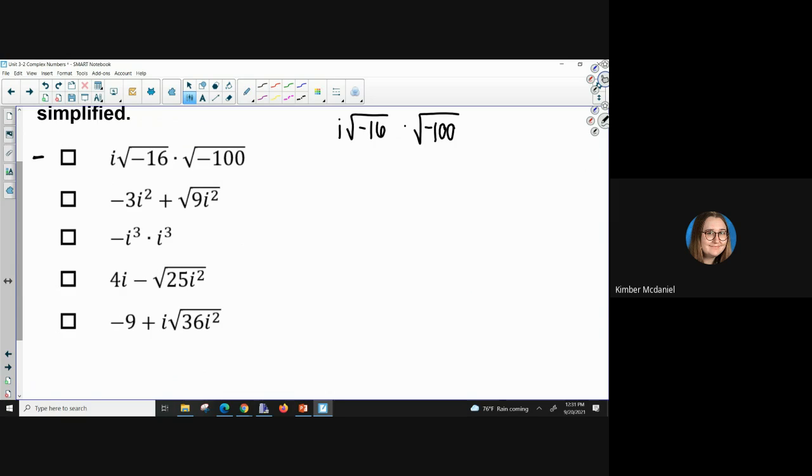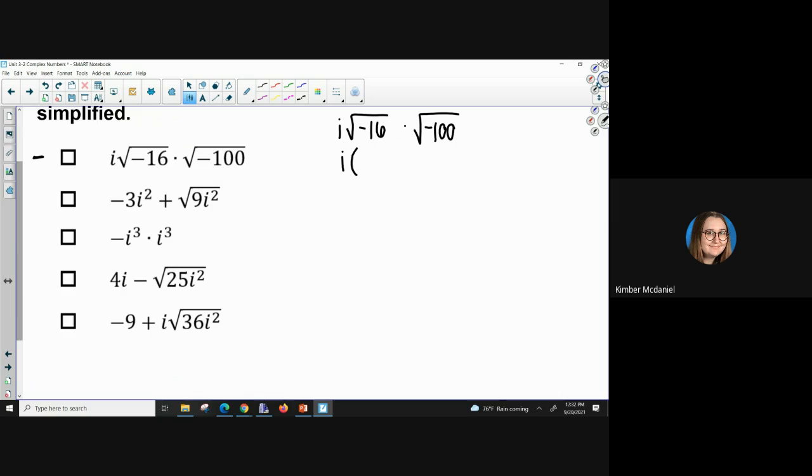Now, real quick, I want you to flip back to where we found the square root of negative 9 and the square root of negative 81. We said the square root of negative 9 was what? 3i. We said the square root of negative 81 was what? 9i. Now, using that same logic, what is the square root of negative 16? It's just 4i.